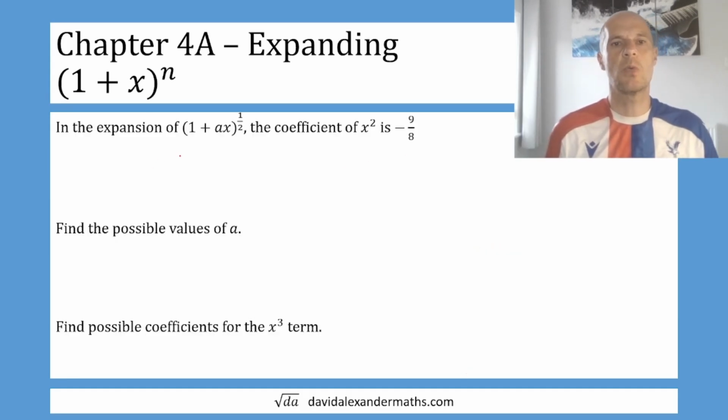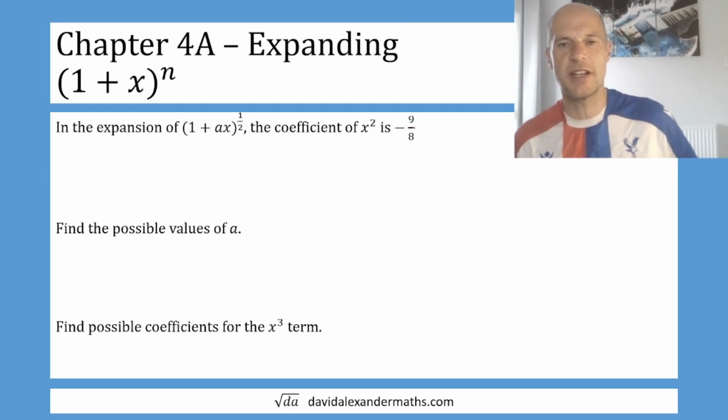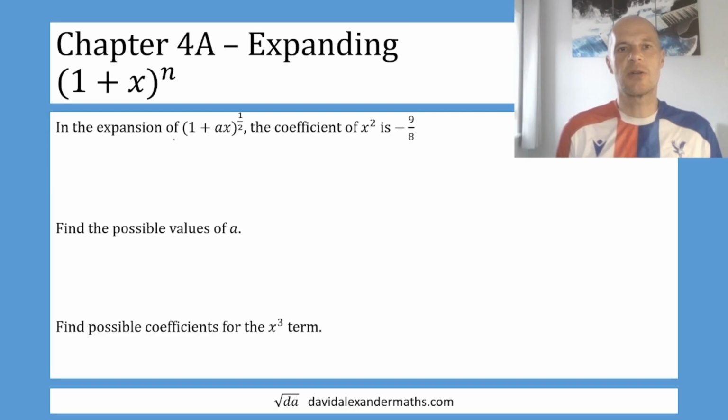Okay, here's another example where we don't know what a is, but we do know that the coefficient of x squared is -9/8. So let's just do our expansion like we would normally do. That's going to be 1 minus 1/2 ax plus 1/2 minus 1/2, and that is ax squared. So the a will be squared as well, over 2.